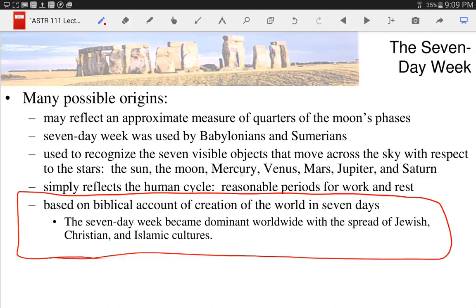Other options are that the days of the week are named after the 7 prominent objects that we're seeing in the sky. So you have the sun for Sunday, the moon for Monday. Tuesday must be Mercury then. Wednesday, Venus. Thursday, Mars. Jupiter. Friday's Frida, so that's not working out perfectly. It depends on what language you look at the names in as well. And of course, Saturday for Saturn.